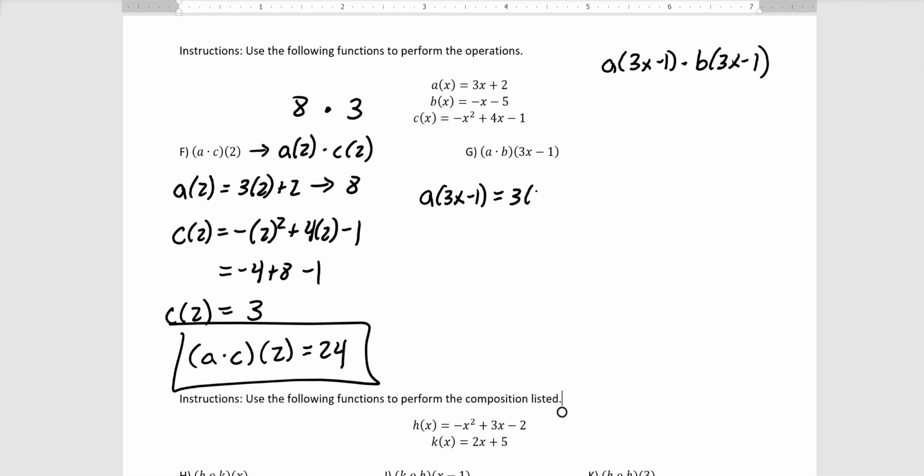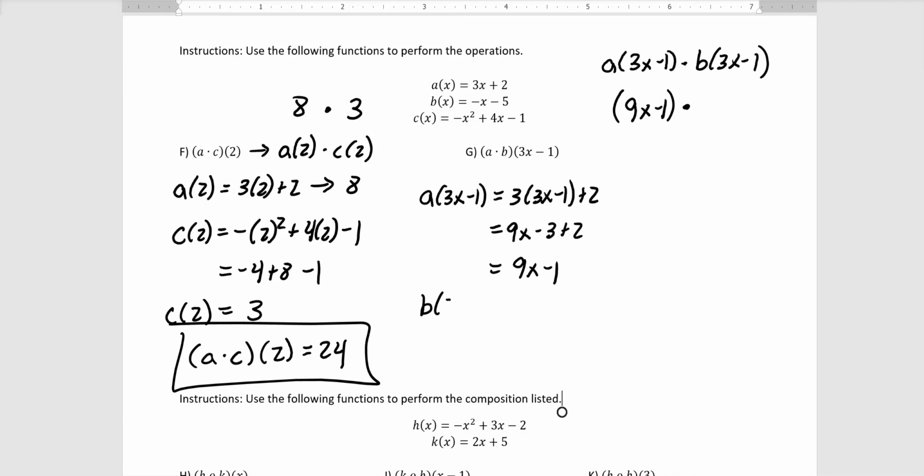So A of 3x minus 1 equals, we'd have 3 times 3x minus 1 plus 2. So we'll have 9x minus 3 plus 2, so that will become 9x minus 1. So A of 3x minus 1 is 9x minus 1, and that will be multiplied by B of 3x minus 1.